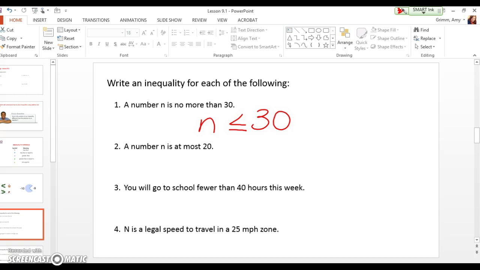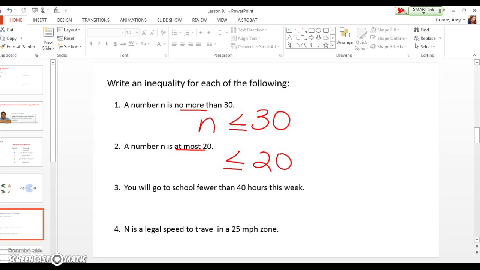Number 2 says, a number n is at most 20. Okay? So it sounds confusing, but if your parents say you can spend at most 20 tonight when you go to the movies, what does that mean? Don't spend more than 20. Can you spend exactly 20? Yeah, it says at most. So if you see the words no more or at most, those are still the same symbol.